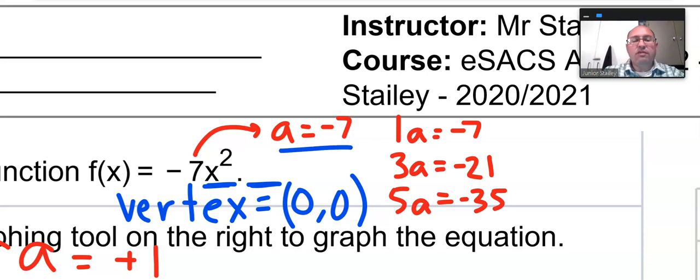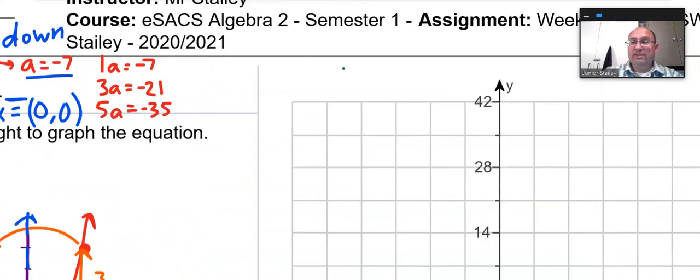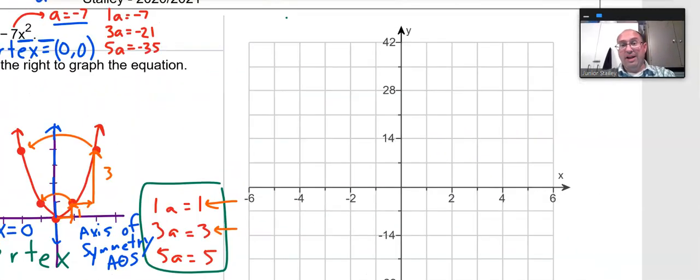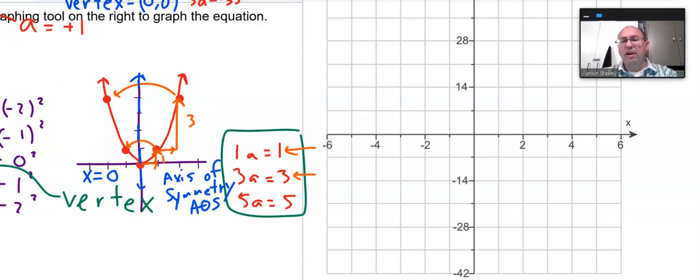The a value is -7. This obviously means we know that this is going to open down. We've got an a value of -7. 3a times 3a would be -21. So you can see that these numbers are getting bigger faster. So more than likely they're going to drop off the graph, unless you change the scale on the graph. That's right. If you change the scale on the graph, it might look a little bit more normal.